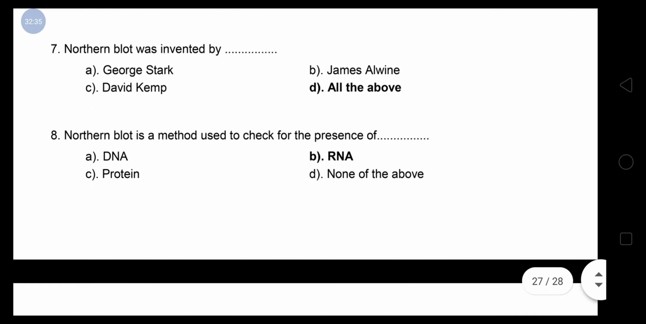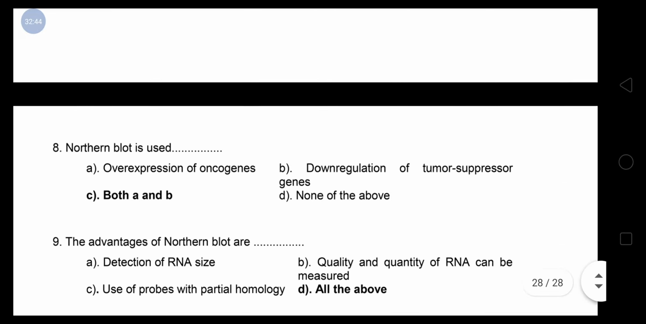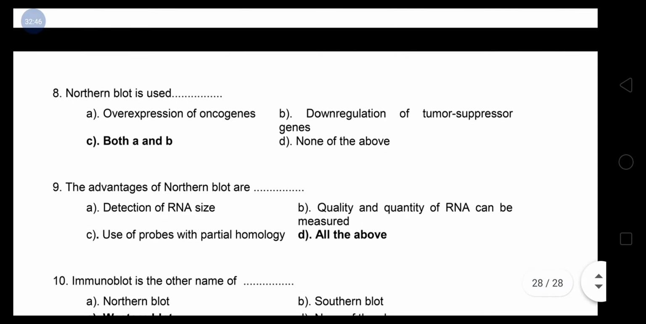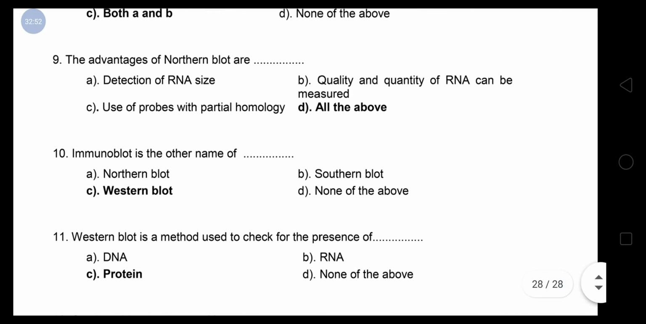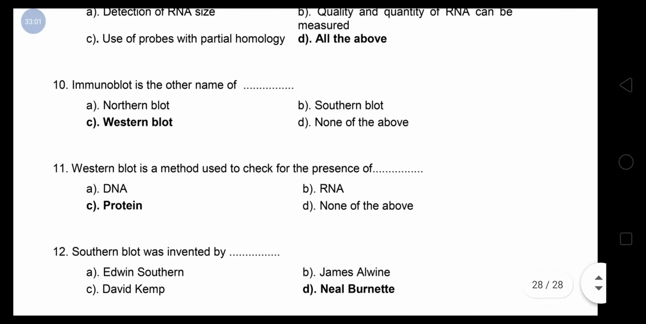Northern blot was invented by Alwine, Stark, and Kemp. The method used to check the presence of RNA is Northern blot. Northern blot is used to detect overexpression of oncogenes and downregulation of tumor suppressor genes. The advantages of northern blots are detection of RNA size, and the quality and quantity of RNA can be measured. It can use probes with partial homology.